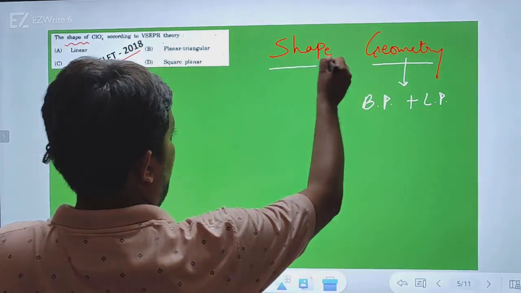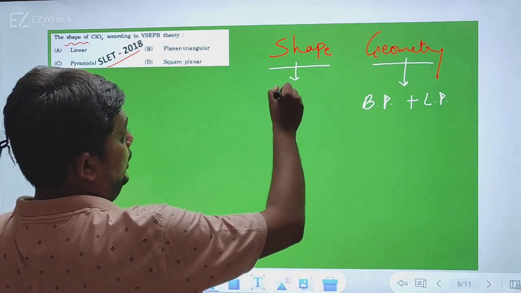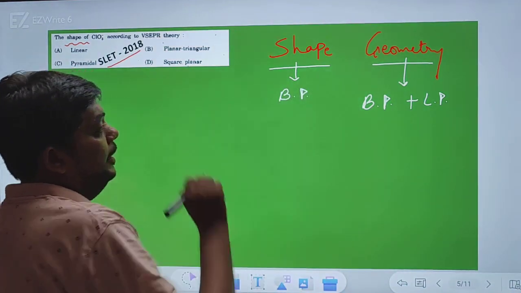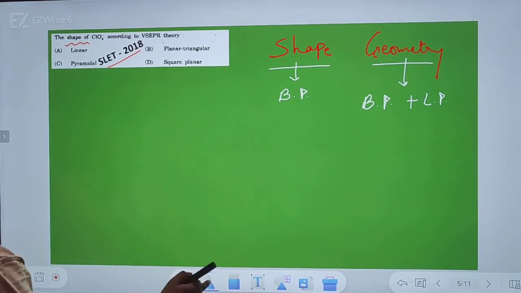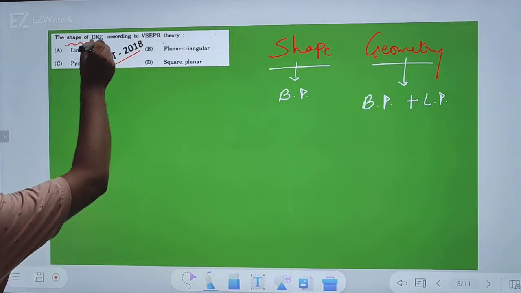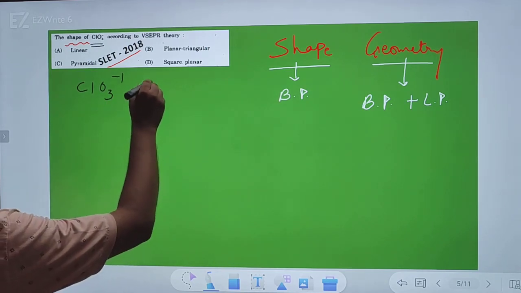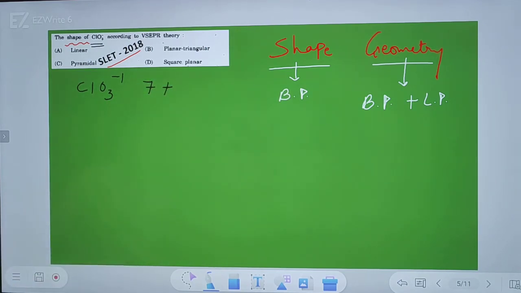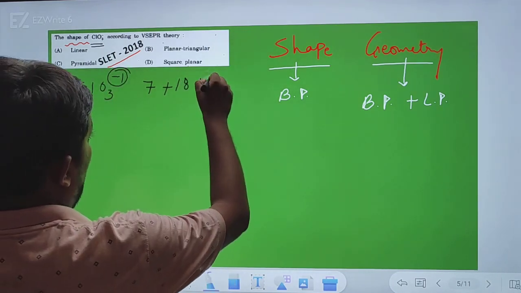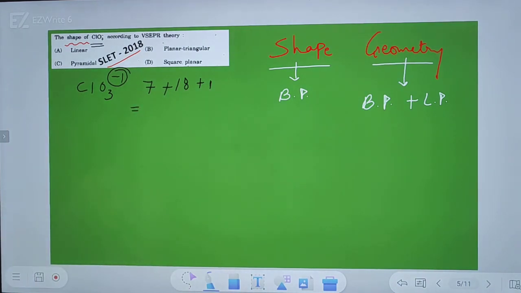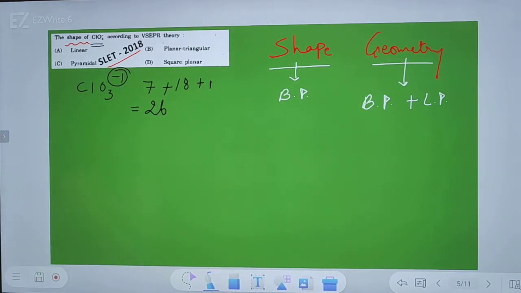But when we say that we are focusing only on the shape, then only and only the bond pair are to be considered and not the lone pairs. If such is the case, let us check for ClO3 minus. In ClO3 minus, chlorine has 7 electrons, each oxygen has 6, so 18, and 1 extra electron because of this negative charge, so 18 and 8, I'll end up with 26.